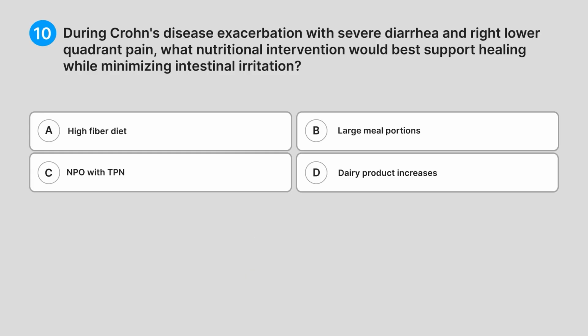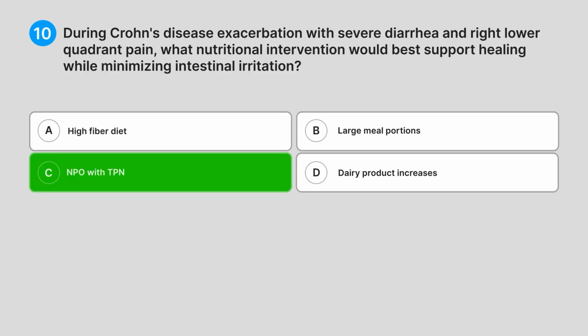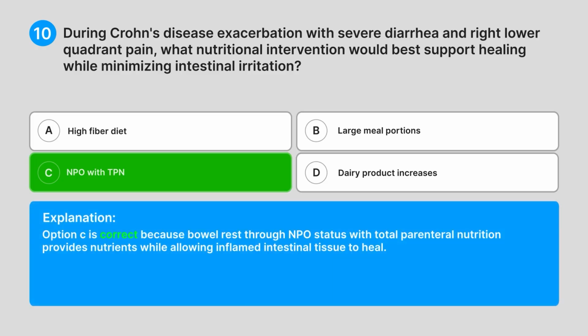Correct answer, C. NPO with TPN. Explanation: option C is correct because bowel rest through NPO status with total parenteral nutrition provides nutrients while allowing inflamed intestinal tissue to heal.